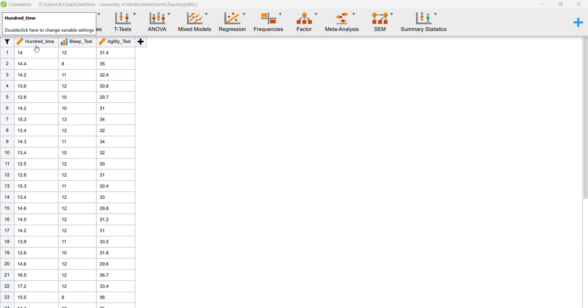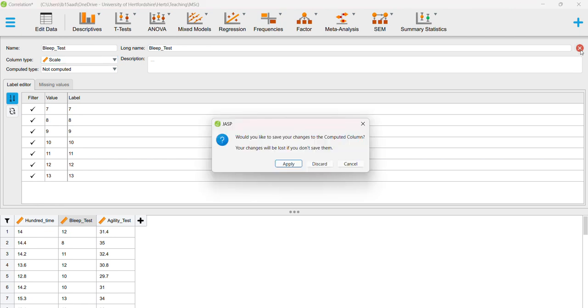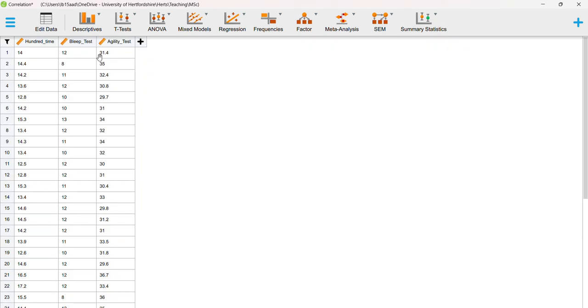So the first one, it's saying it's scale or interval data, which is true. It's on a measured scale. Bleep test, really it should be interval data. So at the moment it's thinking it's categorical. So I've double clicked on it, and where it says column type, I'm going to change that to scale. And then you see the third column at the bottom is already scale. So now I've got these 3 columns of data.